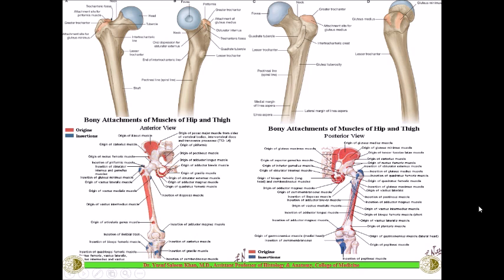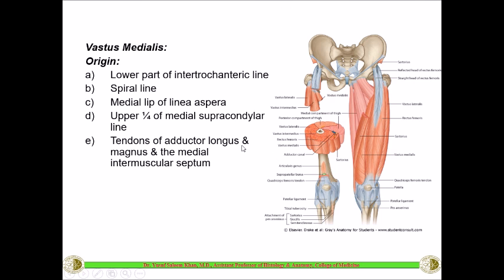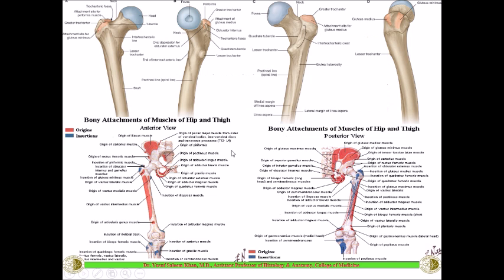So all these muscles are present here. So it takes origin from the tendons of all these muscles, that is the adductor longus, magnus, as well as the medial side of the intermuscular septum. So this is the origin of this muscle.